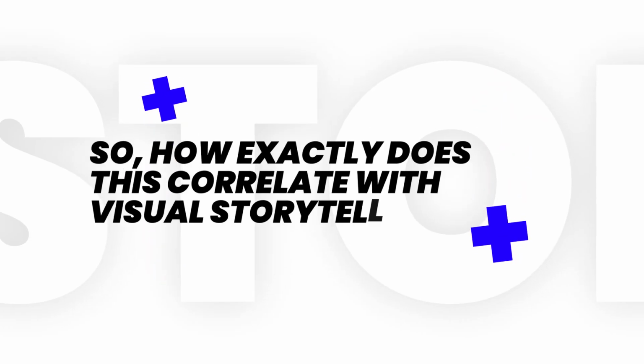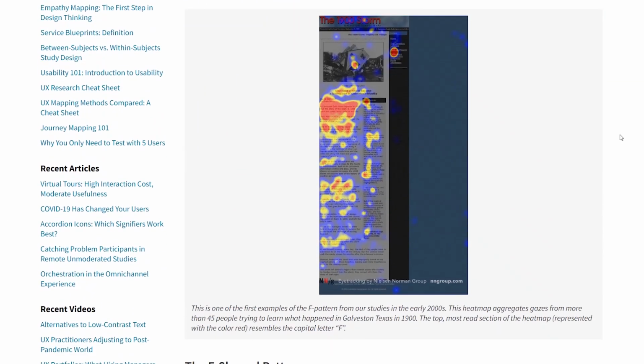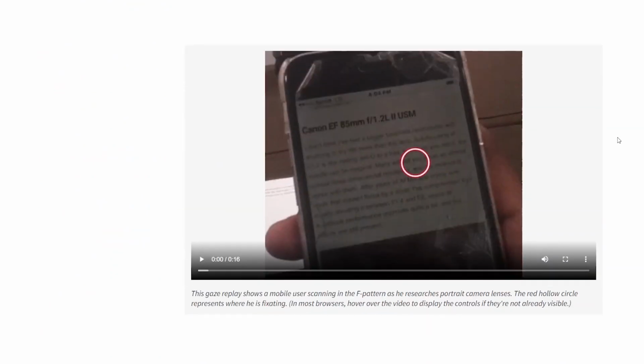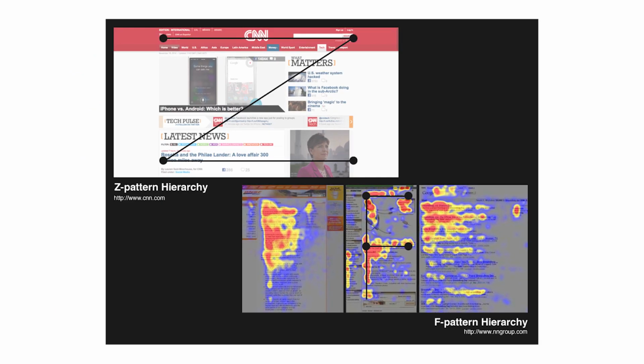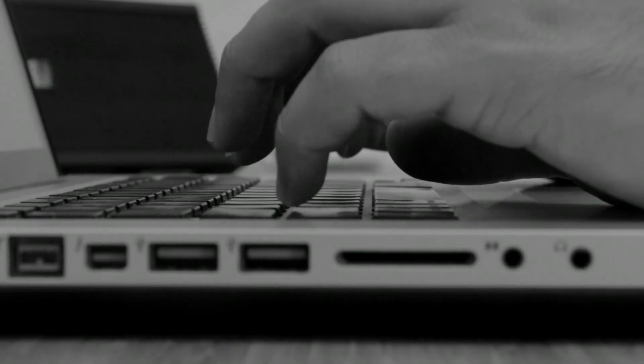So how does this correlate with visual storytelling? When it comes to web design, only 16% of users actually read the text on the web page word for word, while the other 79% prefer to scan. Heat maps support the idea by showing that users tend to scan and read in patterns. For speakers of left to right languages, those patterns are Z and F.